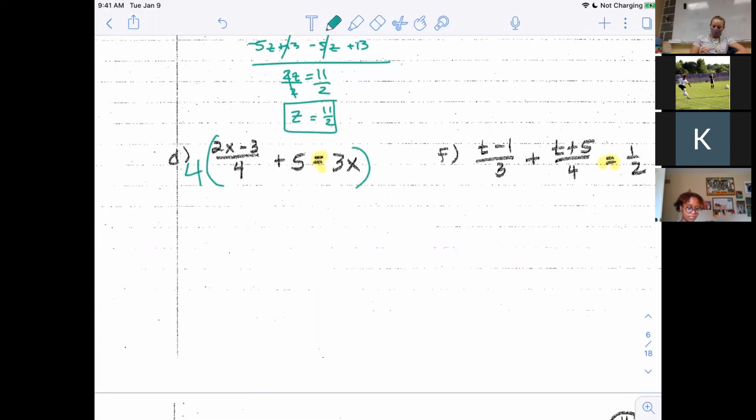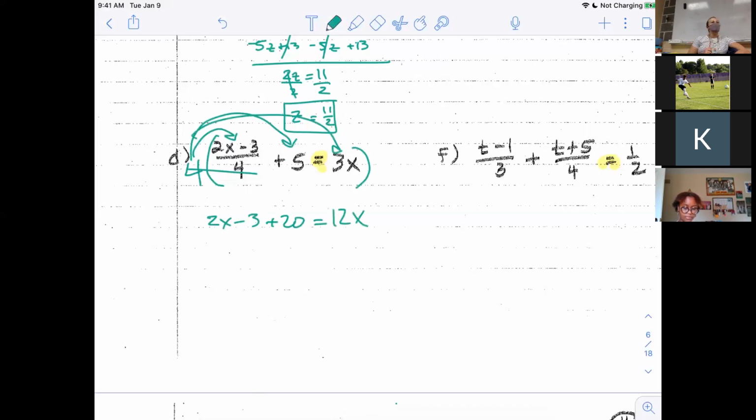So if I distribute 4 to this first term, it doesn't go to anything on top. It just cancels with the bottom. So I'm left with 2x minus 3. I have to keep distributing 4 now to that 5. There's nothing on bottom to cancel it out. So it's still 4 times 5, which will be 20. And then I multiply it by the 3x. And again, there's nothing on bottom, so I'm going to multiply those two together and get 12x.